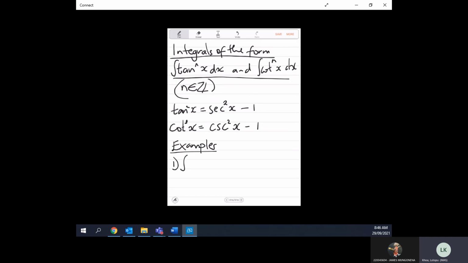The first one, we just integrate tan squared of x dx. Very simple. Rewrite tan squared as sec squared minus 1. So this is the integral of sec squared x minus 1 dx. Then the integral of sec squared is tan. So we have tan x minus x, and then you add your constant of integration. Okay, so that one is pretty simple to do, nothing very difficult there.